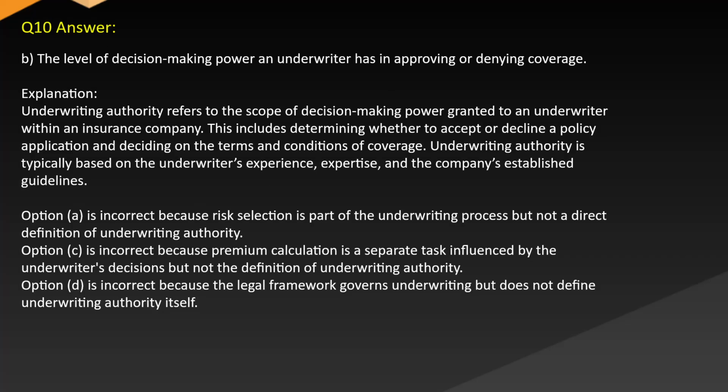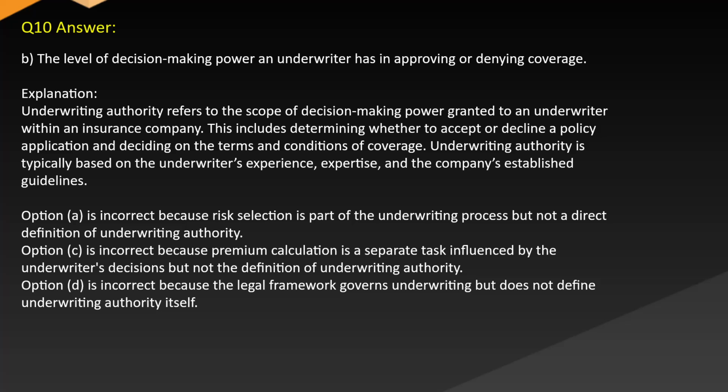Answer B. The level of decision-making power an underwriter has in approving or denying coverage. Explanation: Underwriting authority refers to the scope of decision-making power granted to an underwriter within an insurance company. This includes determining whether to accept or decline a policy application and deciding on the terms and conditions of coverage. Underwriting authority is typically based on the underwriter's experience, expertise, and the company's established guidelines.